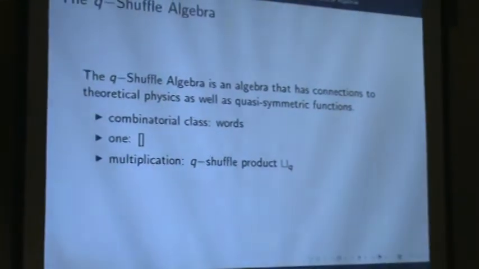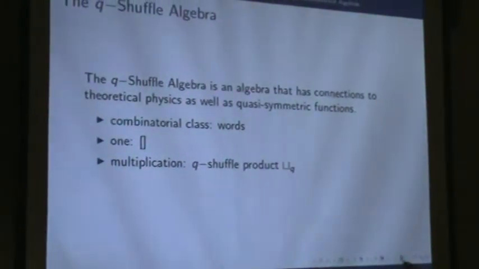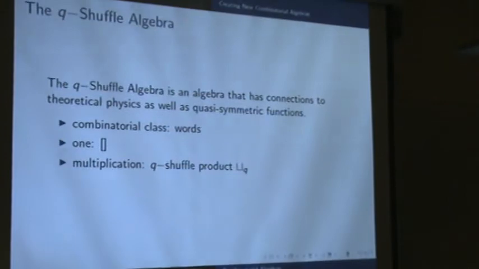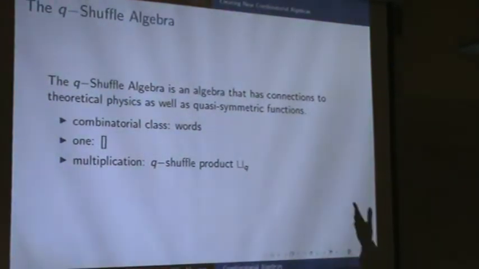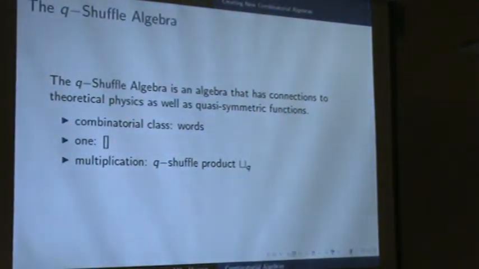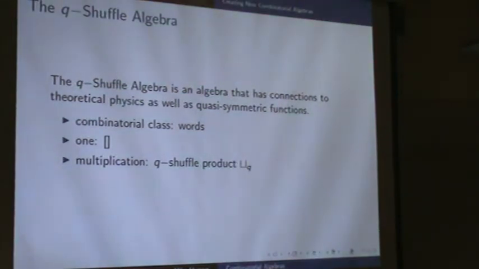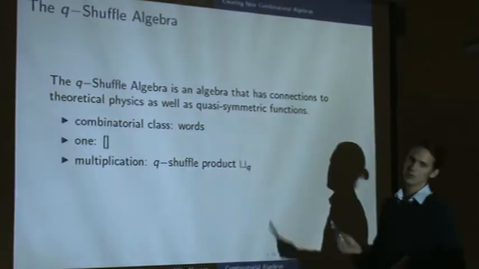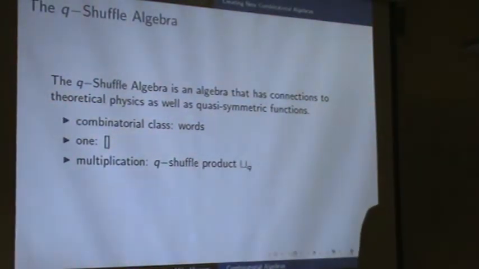And by this I just, well, in Sage, I just mean a list of things. You could specify words from some alphabet, but here I'm just going to go with words. The identity element in this algebra is the empty list, and multiplication is given by this thing called the Q shuffle product. So I'll go over what this is.